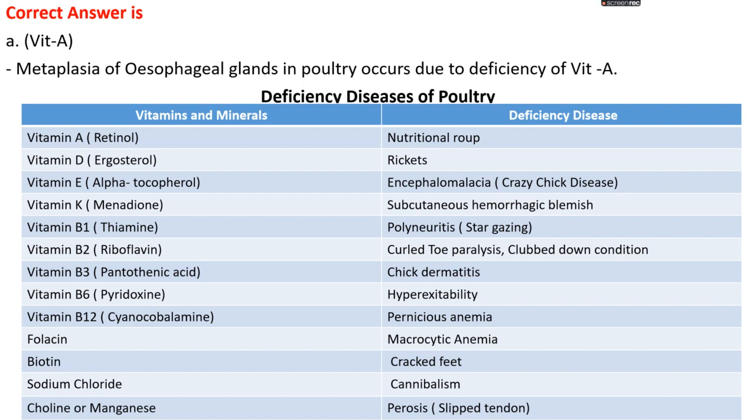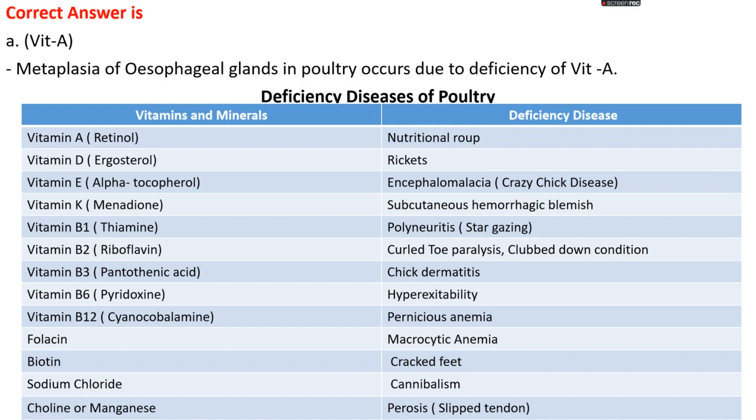Let's see some deficiency diseases of poultry. Vitamin A, that is retinol, deficiency causes nutritional roup in poultry. Vitamin D, that is ergosterol, causes rickets in poultry. Vitamin E, that is alpha tocopherol, causes encephalomalacia, that is crazy chick disease. Vitamin K, that is menadione, causes subcutaneous hemorrhagic blemishes in poultry.